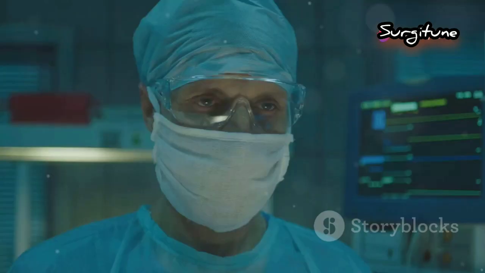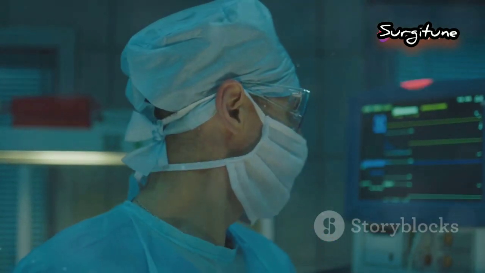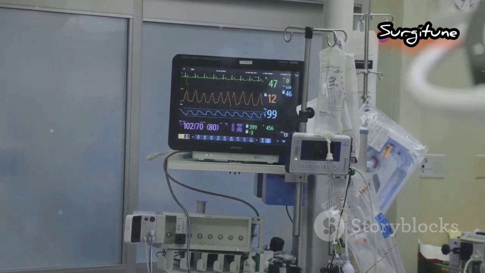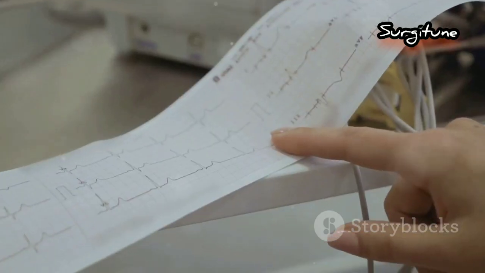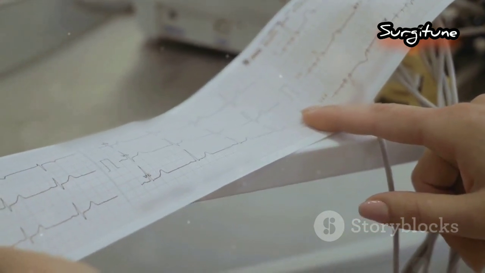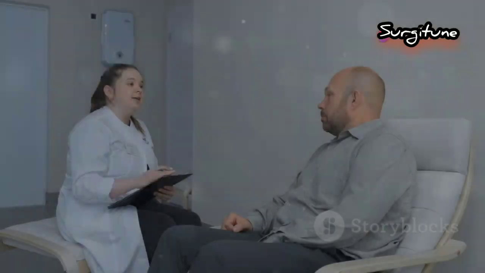Cardiogenic shock occurs when the heart can't pump enough blood. Distributive shock happens when blood vessels dilate excessively. Obstructive shock occurs when there's a blockage in the circulatory system.